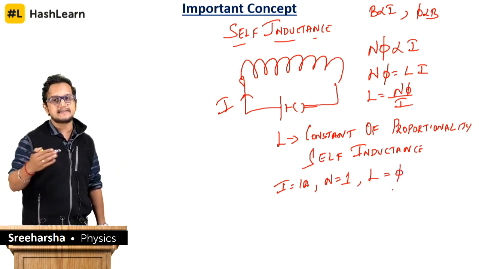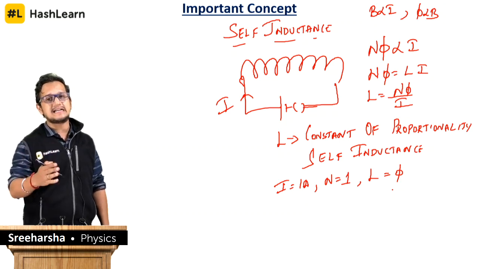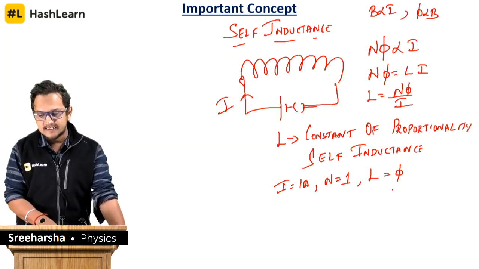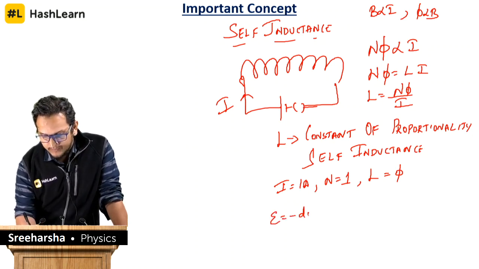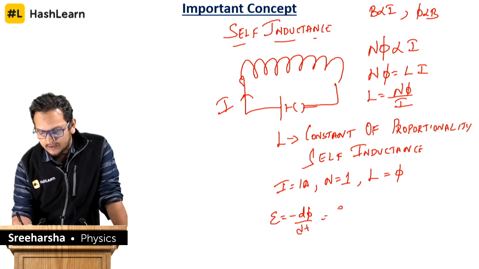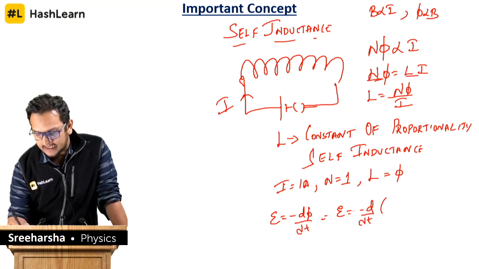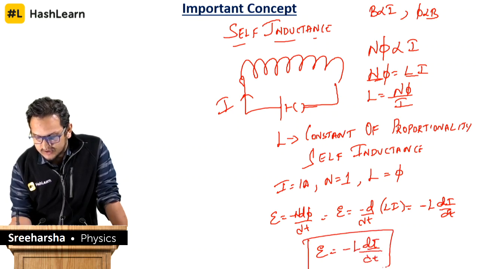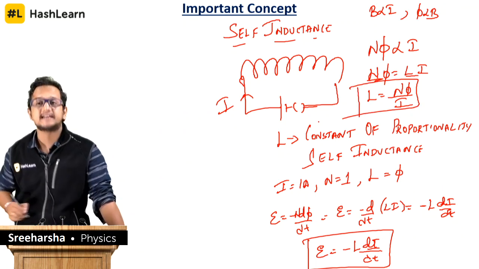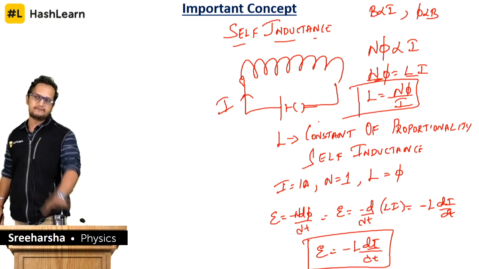So the self-inductance is equal to the flux induced in the coil of 1 turn with 1 ampere. With this you can also write the induced EMF as minus d phi by dt, which is equal to minus d by dt of N phi, which is equal to L I. So if you take N turns, N phi is L into I, and the EMF induced is minus L times di by dt. This is a very, very important expression for the induced EMF.